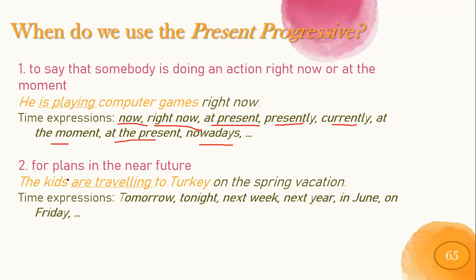And for the near future, you can use tomorrow, tonight, next week, next year. If there is a plan that will happen next year, you can use it. If there is a plan in a coming month, you can use in June, for example, in July, on Friday, on Saturday, next Saturday, next holiday, next vacation. All of these, you can use them to express actions that will happen in the near future. Okay, that's what we use the present progressive for.